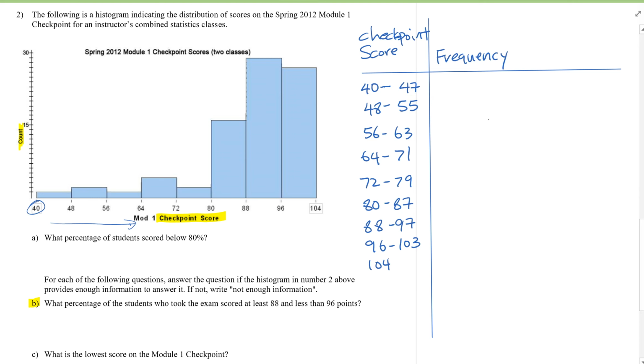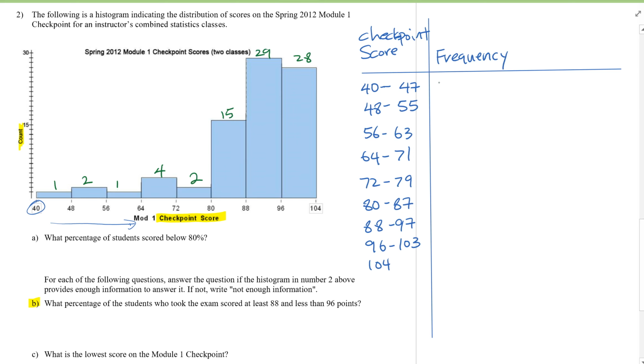The first class, which is 40 to 47, has a frequency of 1. The next one has a frequency of 2. This is a 1. This is a frequency of 4. That's a 2. That's a frequency of 15. Again, I'm looking straight across at the height here. And that's 29. And that is 28. Okay, so approximately that.